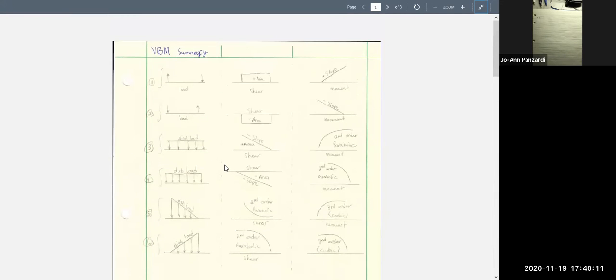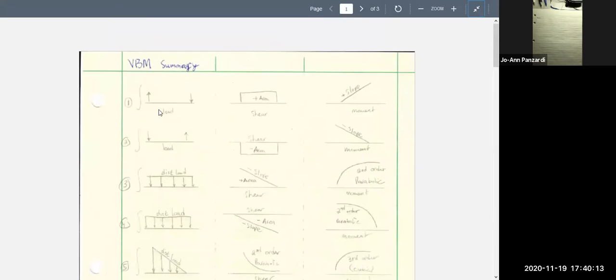So let's take a look at this. If you have a load diagram where the force goes up and then comes down, the shear diagram goes up and comes down and results in a positive area, and the moment results in a positive slope. If we have a force go down and then the force go up, the shear diagram results in a negative force and then a positive force, and it gives us a negative area and the slope is negative.